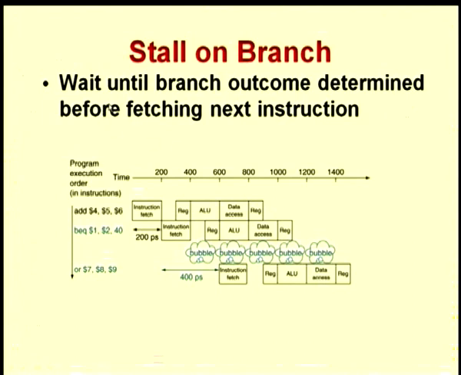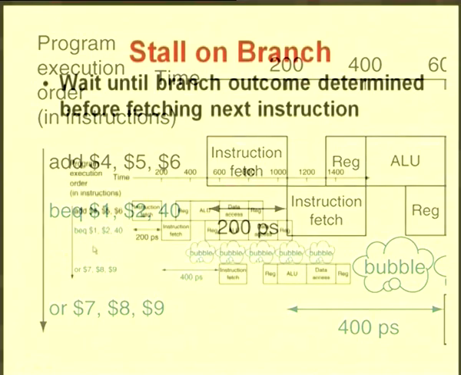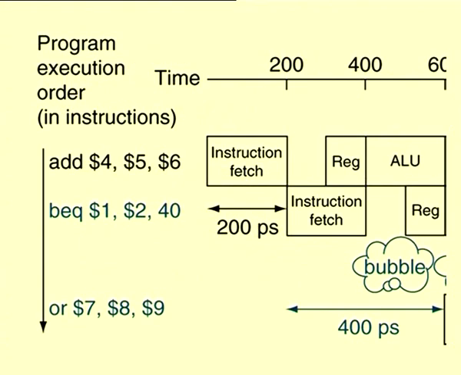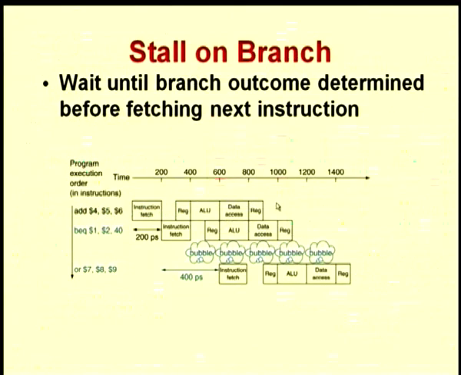Now, if you look at this situation here, I have an add instruction and then I have a branch equal to instruction following that. You have an add $4, $5, and $6, so 5 and 6 are added and stored in 4 and so on. Here, with branch equal to, you are checking two registers, 1 and 2. If they are equal, then you are branching to a location 40. Now, we can see that the first instruction is fetched, then it is decoded, then the ALU operation takes place, then data access takes place and register write takes place. This is the sequence of operations for the first add instruction.